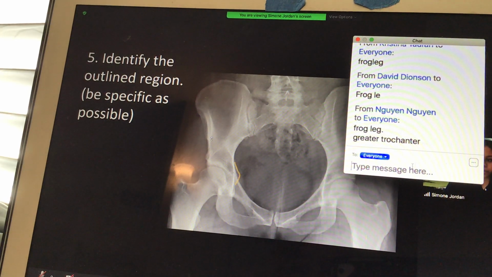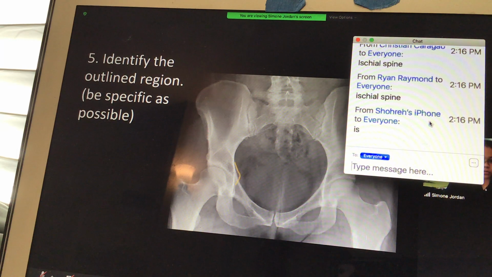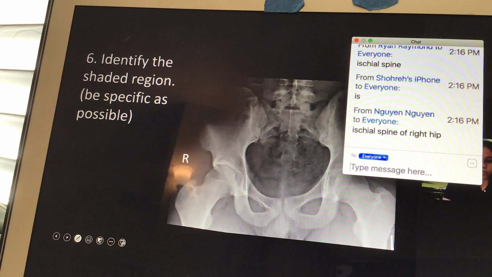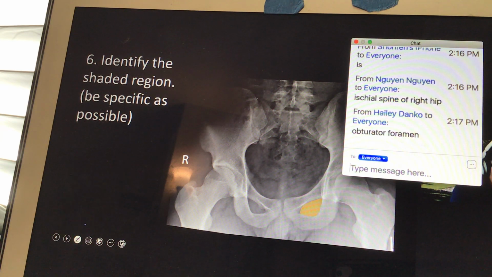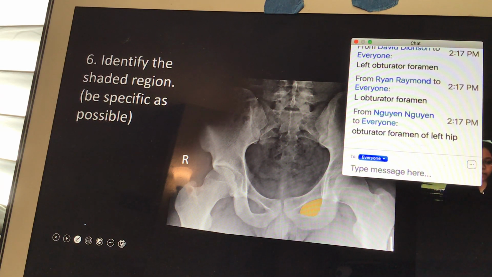Our ischial spine. More specifically, the right ischial spine. Let me see that marker again. Good, our obturator foramen, our left obturator foramen.